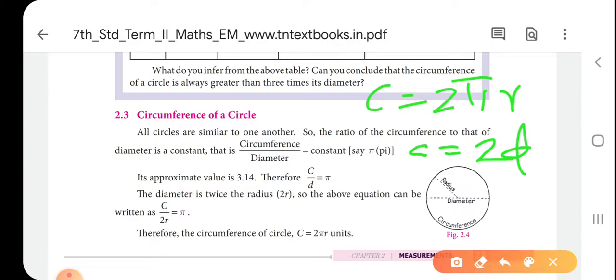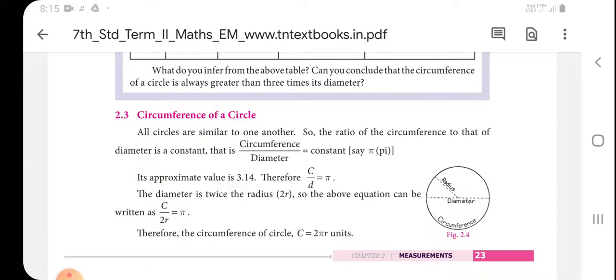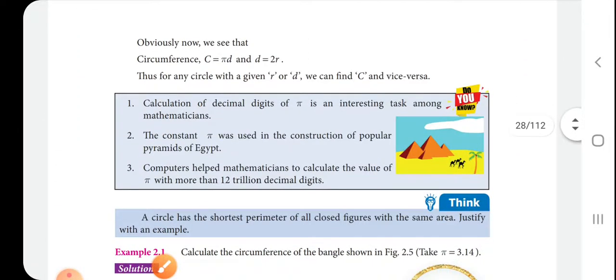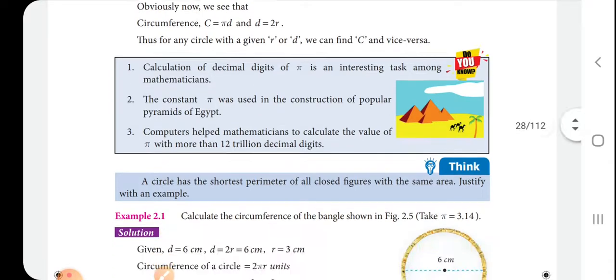From this diagram you can understand what the diameter is. The diameter is what we draw through the center. Then from the center, this length is called the radius. That length will be constant on every side. Next, circumference is the total round. This measurement is called the circumference. So when D is given, the formula is C equals pi D.